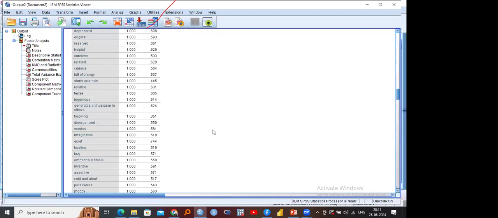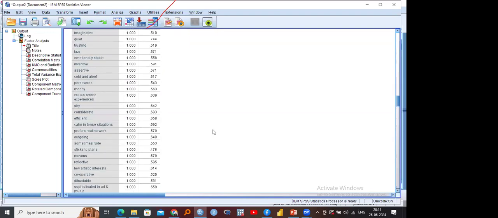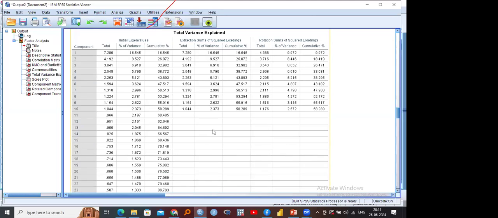So after we have decided on the communality, going to the next table, that is variation explained. Again, now this is one of the most important tables when we perform factor analysis.